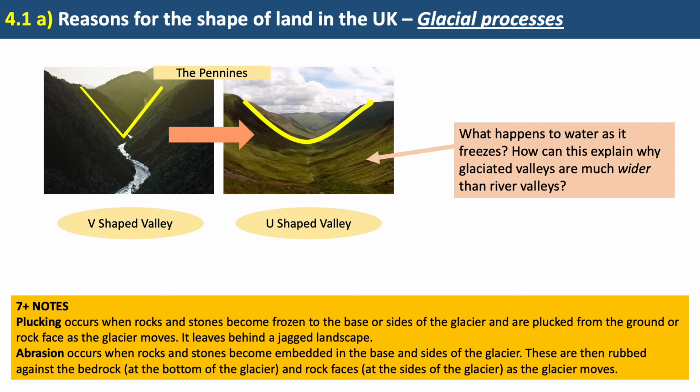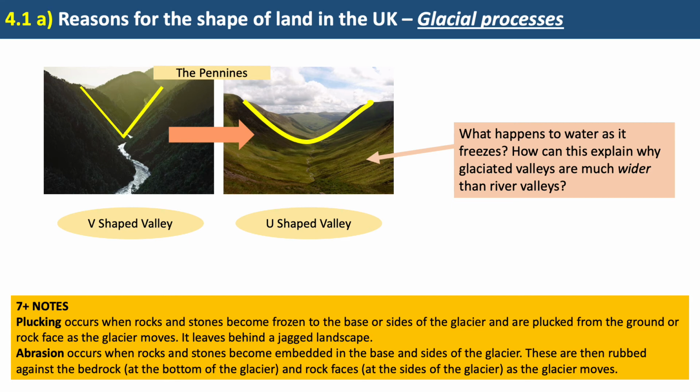Looking at those two images from the same region, the Pennines, where we've got a V-shaped valley and a U-shaped valley, what happens to water as it freezes, and how can this explain why glaciated valleys have this U shape, this bucket shape, a wider shape than a simple river valley? If you're not sure about that, have a quick Google, have a look at any revision guides you might have. There's a reason. It's something to do with the qualities, the characteristics of water as it freezes.